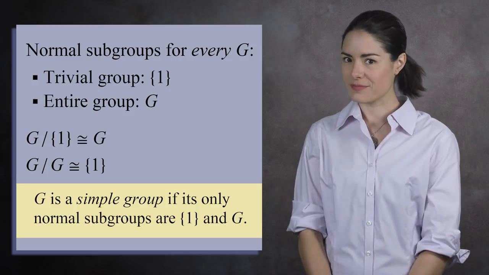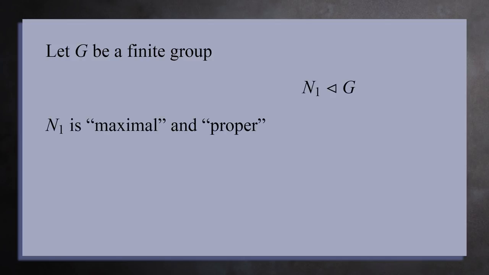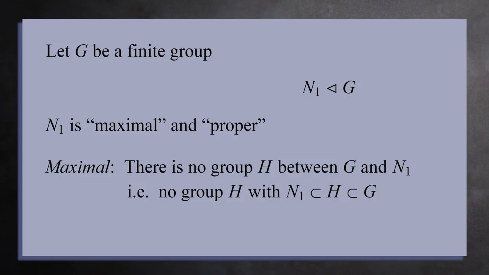Here's why. Suppose you have a finite group G. Pick a normal subgroup N1 of G that is both maximal and proper. By maximal, we mean there's no bigger normal subgroup in G that contains N1. And by proper, we mean it's a proper subgroup of G. That is, it's not equal to G. In other words, pick as big a normal subgroup of G as possible.